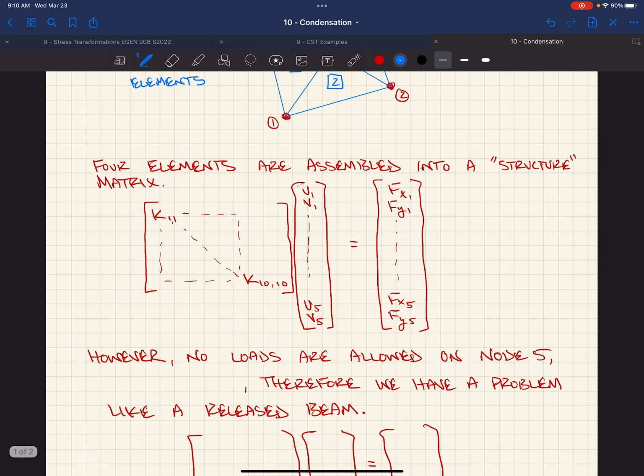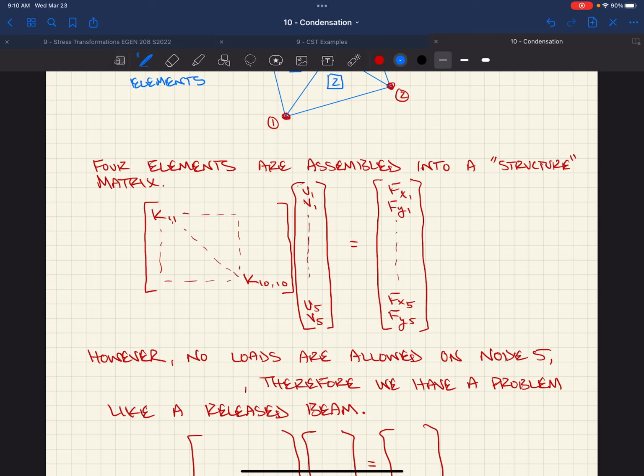All right, so what happens when we add this fifth node? Well, we have 4 elements now, right? We're going to have 4 CST elements, and we would then assemble them into a structure matrix that makes up this one quadrilateral. Yes, Aaron? So do we have compatibility along all edges of our 4 elements, or just at nodes?